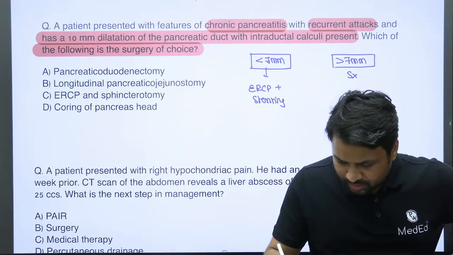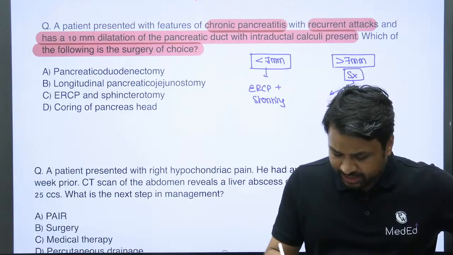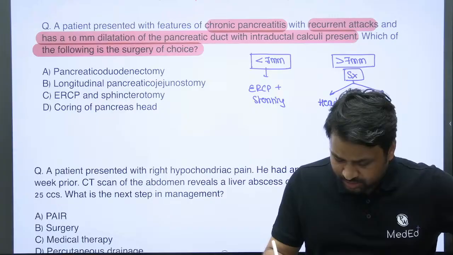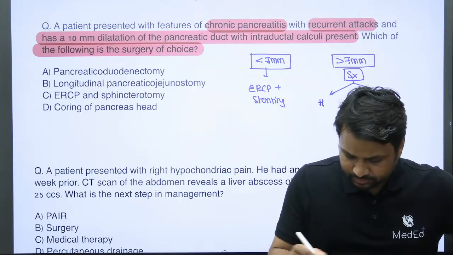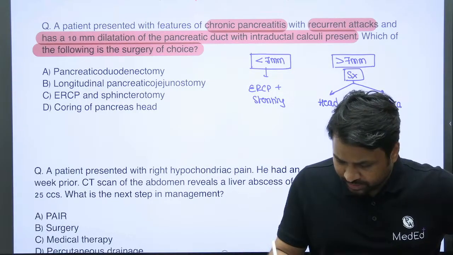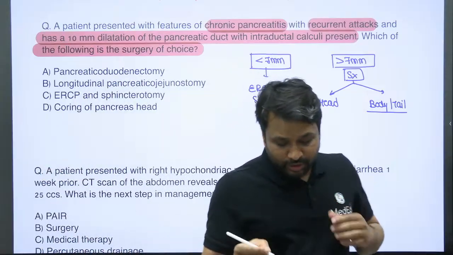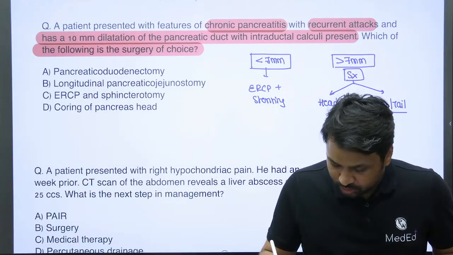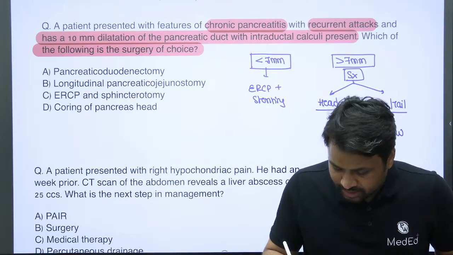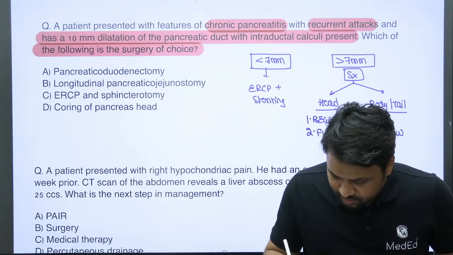Correct? Now, the surgery depends on where exactly you are concentrating. Is it on the head of the pancreas? Is it on the body or the tail of the pancreas? If it is going to be body or tail, you can do Duval procedure and Puestow. Head of the pancreas, we do Beger's, and then you have Frey's.